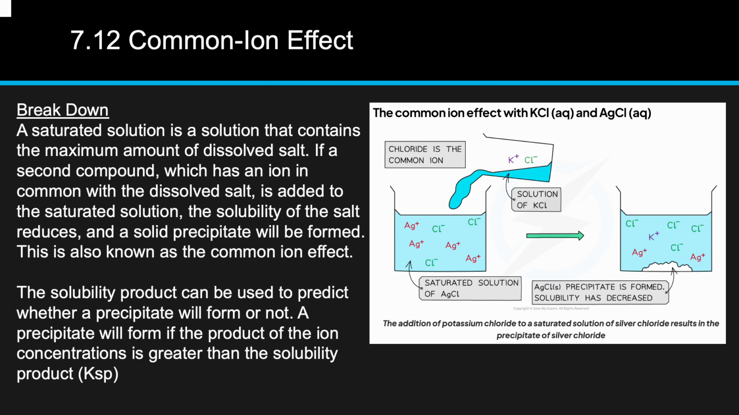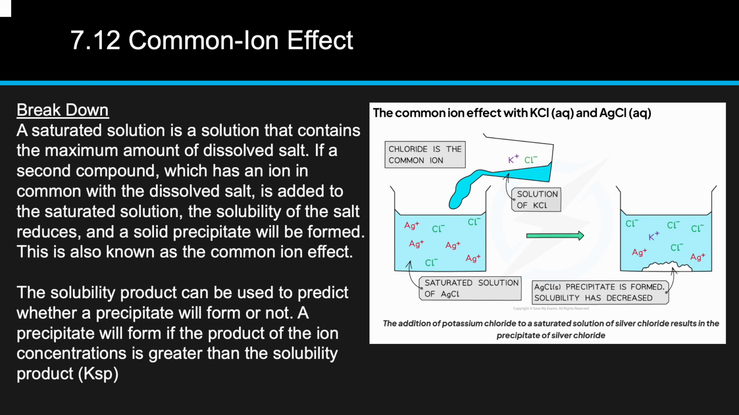So let's break down what's actually happening here. A saturated solution is a solution that contains the maximum amount of a dissolved salt. If a second compound, which has an ion in common with the dissolved salt, is added to the saturated solution, the solubility of the salt is going to reduce and a solid precipitate will be formed. This is known as the common ion effect.